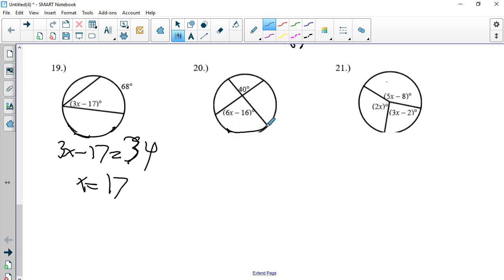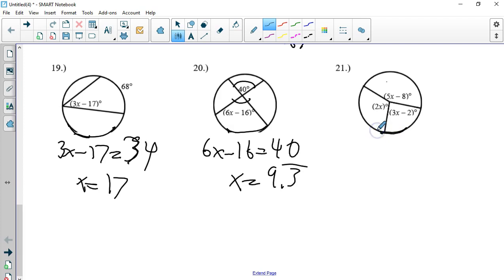Basically, I have vertical angles. Vertical angles are equal to each other. So I literally just set these equal to each other. I'm going to add 16 and get 56. Divide by 6 and get 9.3 repeating, or 9 1/3.